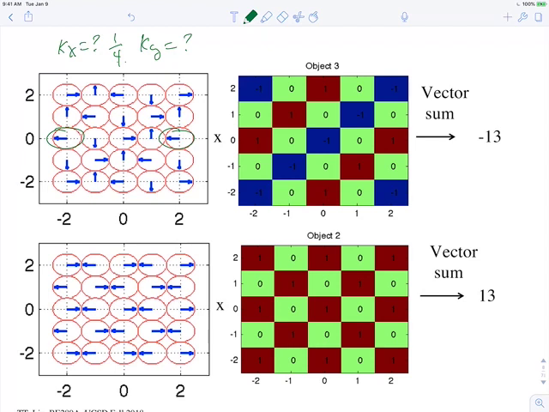So is it plus 1/4 or minus 1/4? It's plus 1/4, right? Because if I go along the x direction, my phasors are going in a counterclockwise rotation. Okay, and remember the phasors are defined as e to the minus j 2 pi kx x. So when kx is positive, it goes clockwise. When kx is negative, it goes counterclockwise. So sorry, this is kx equals minus 1/4.